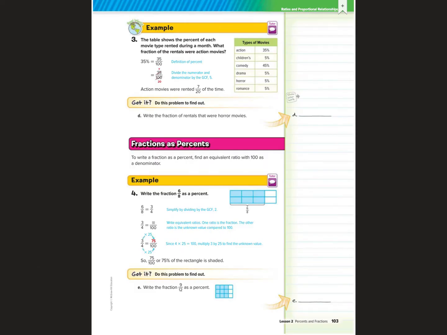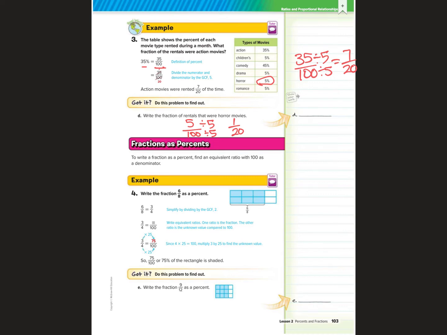Example 3 here. We have 35%. Put it over 100 and simplify. If I have 35 over 100, I could divide them both by 5 and I would get 7/20ths. Wonderful. Now write the fraction of rentals that were horror movies. It would be 5%, which would be 5 out of 100. I can divide them both by 5 and get 1/20th. 1/20th were horror movie rentals.